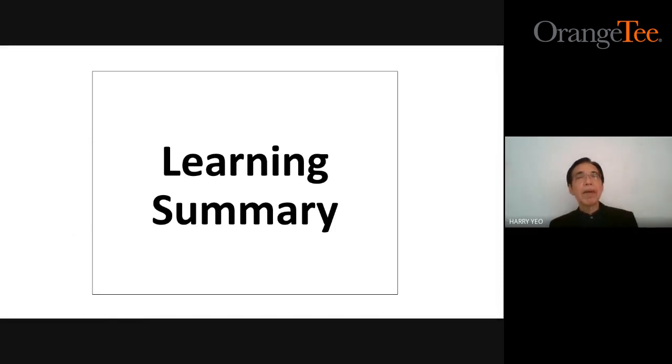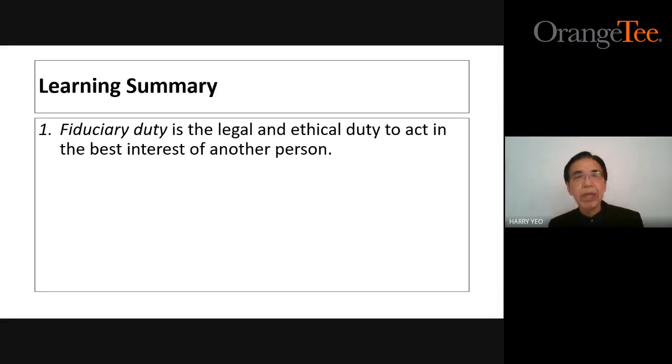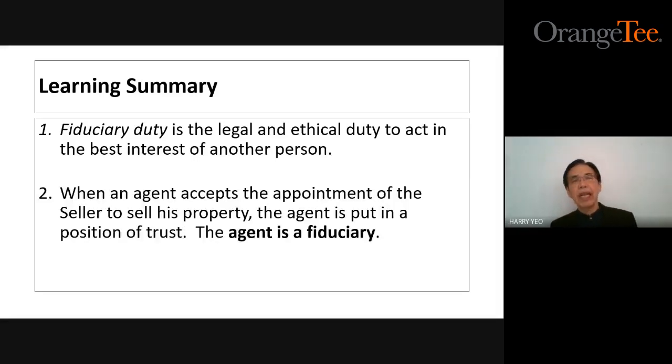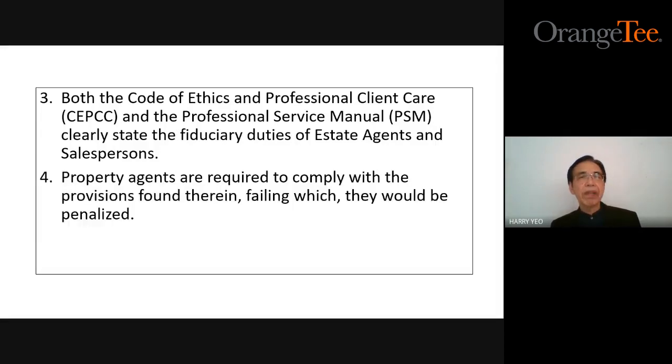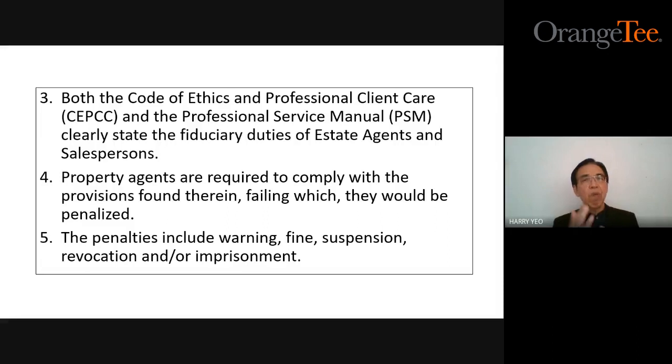So let us summarize what we have learned today. Fiduciary duty is a legal and ethical duty to act in the best interest of the client. When you are appointed agent, you are in a position of trust. You are a fiduciary. The Code of Ethics and Professional Client Care spells out the fiduciary duties. An agent must comply with its provisions, failing which, warning, fine, suspension, revocation, and imprisonment.